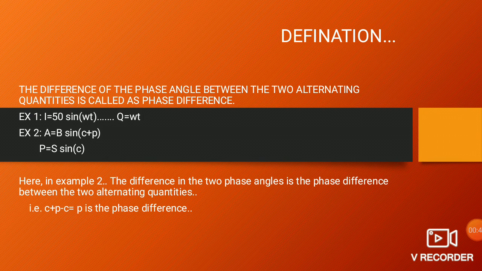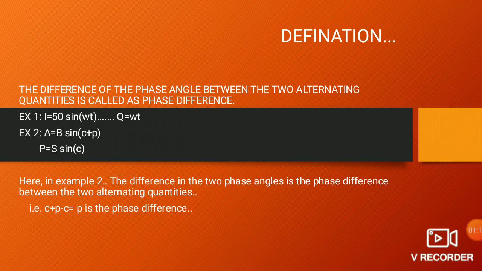Now moving further towards example 2, two alternating sinusoidal quantities are given, which are a = B sin(C + P) and b = S sin C. Here in example 2, the difference in two phase angles is the phase difference between two alternating quantities, that is (C + P) − C = P is the phase difference.